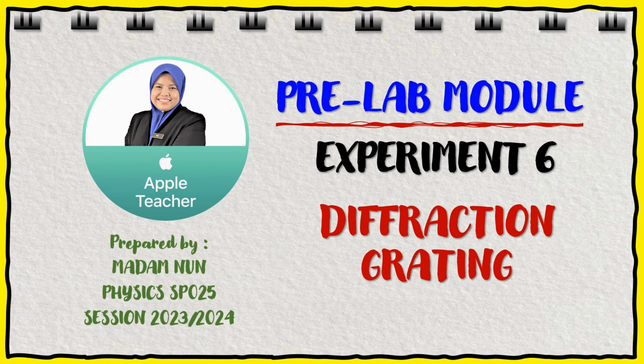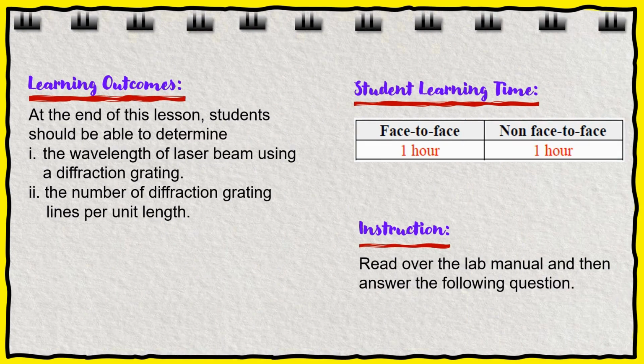In this video, we will discuss the pre-lab module experiment 6, which is about the diffraction grating. The objective or learning outcomes for this experiment is to determine the wavelength of the laser beam using a diffraction grating and to determine the number of diffraction grating lines per unit length.